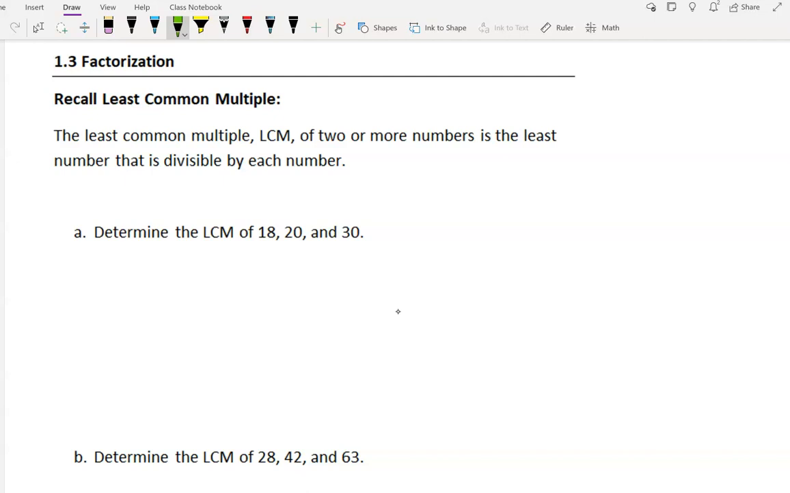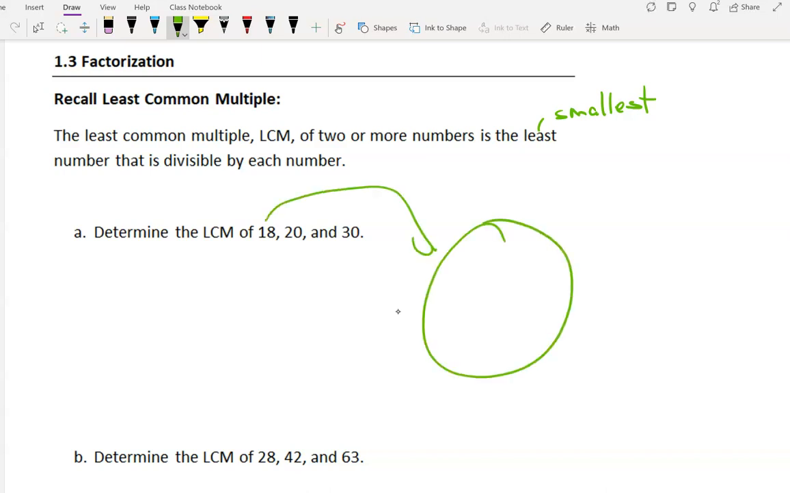Maybe that's bad language. Least meaning the smallest, common meaning that it is common to both or the same for both, or even three numbers or four numbers. And multiple, what is a multiple? A multiple is a number that you can divide into. So if we look at this definition, the least common multiple, the LCM of two or more numbers, is the least, maybe I like the word smallest better, the smallest number that is divisible by each number. In other words, we have to pick some number here that each of these numbers can divide into evenly.